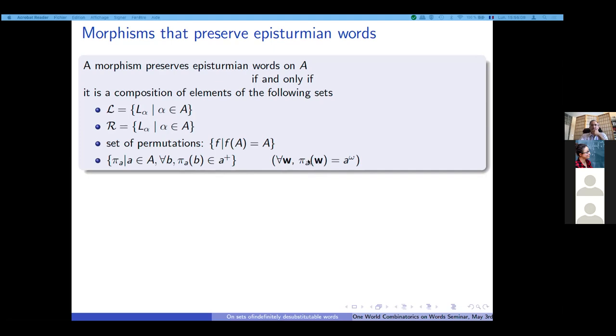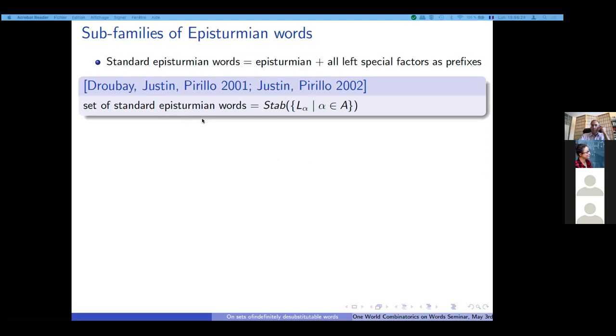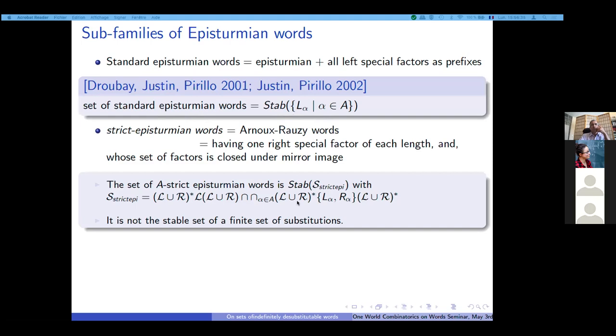So I now have only one slide with content, which is some subfamilies of epistemic words. We can show that the set of standard epistemic words is a stable set of finite sets. We can show that the set of strict epistemic words, which corresponds to the set of Arnoux-Rauzy words, is a stable set of an infinite set of substitutions, but not the stable set of a finite set of substitutions.